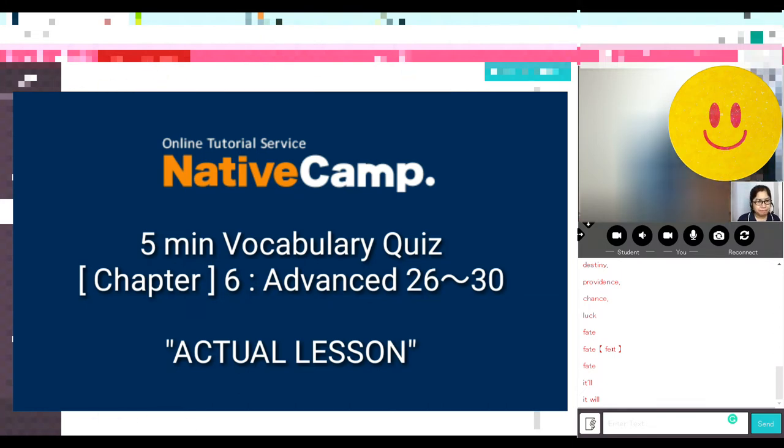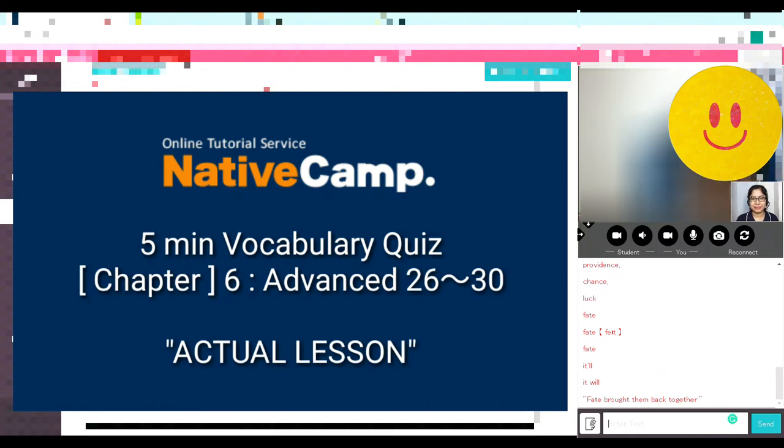Now, let's move on to the next activity. Okay. This time, please look at the picture carefully. I want you to make a sentence that is related to the picture by using today's vocabulary. First, I will give a sample sentence and type it into the chat box. Please read the sentence. They brought them back together. Okay, now it's your turn.